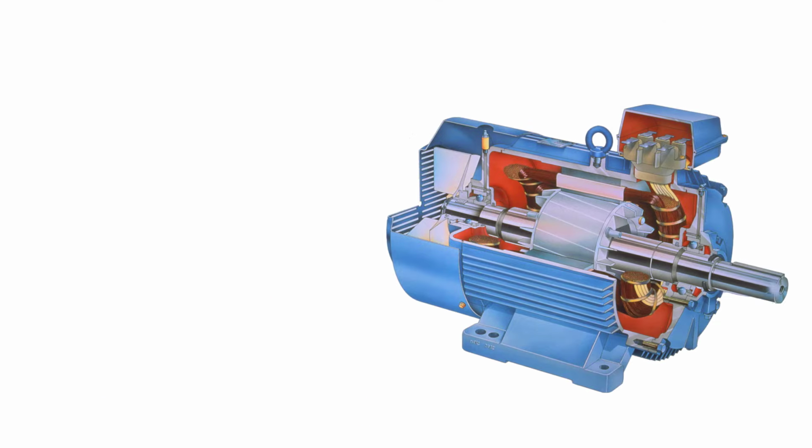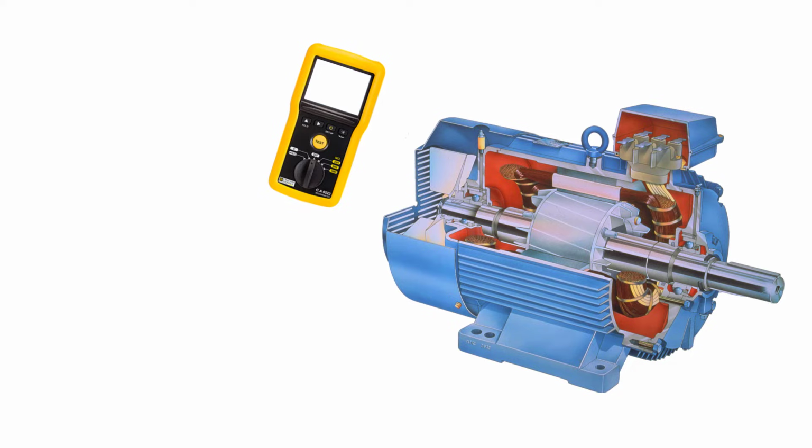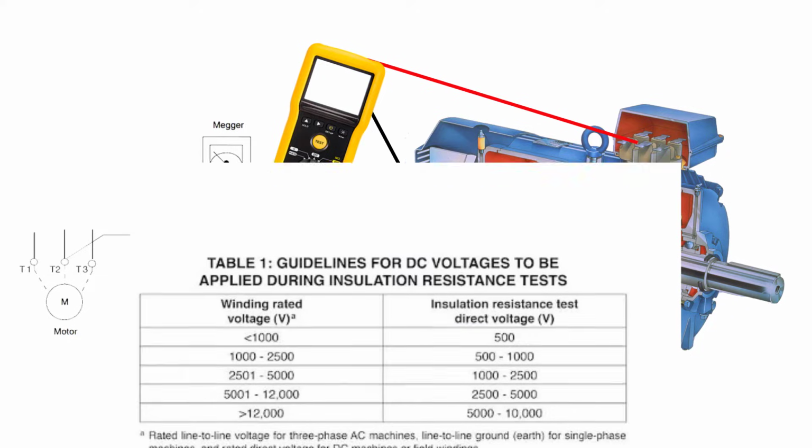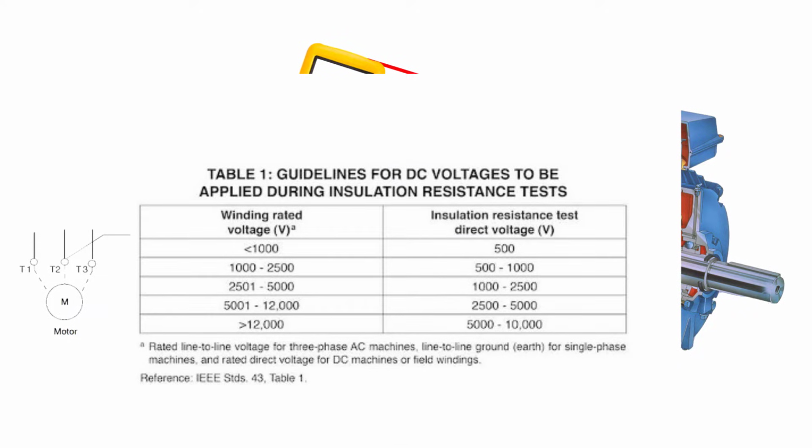Let's perform a test on a 400 volt three-phase motor. Connect your test leads, the red one to any winding terminal of the motor and the black one to the body of the motor. Select your test voltage based on the rated operating voltage of the motor. Here is a guideline table from the IEEE standard to select your test voltage. According to our case, we will choose 500 volt DC.